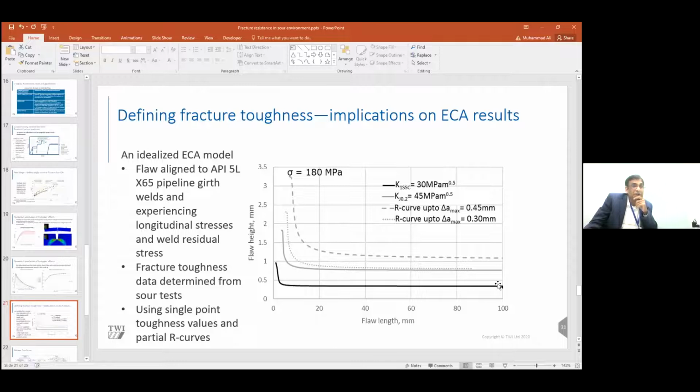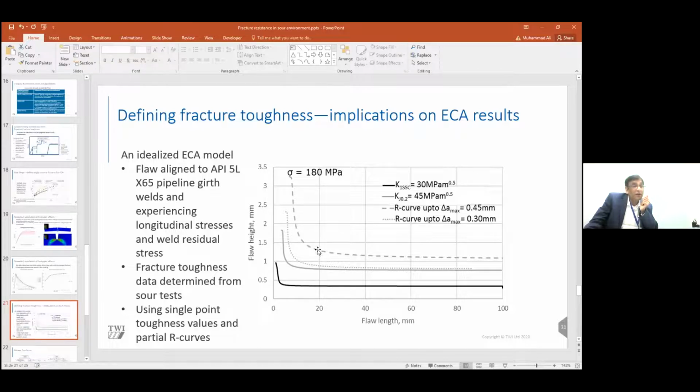So in terms of flaw tolerance levels, you can see that if we use single point fracture toughness numbers in our assessment, the flaw tolerance level yielded by the procedure is even lower than the detectability limit of any inspection technique often used for inspection purposes. In other words, these results are literally meaningless. However, if we use a partial R curve derived from the current methodology, then the flaw tolerance level can be improved.